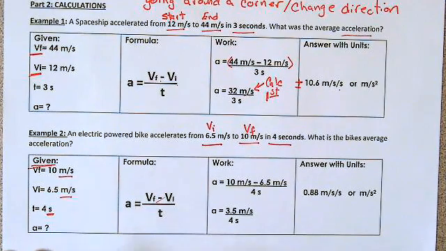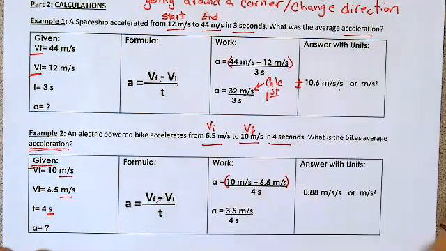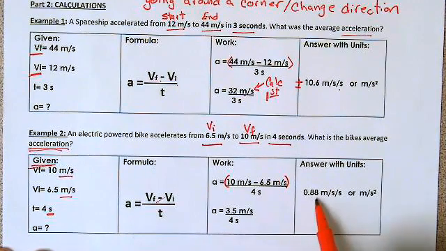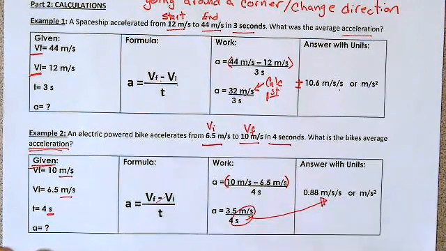Okay, so for this one, we're looking for acceleration A, so we're going to use the same formula, VF minus VI over T. So when we plug this in and show our work, it's going to be 10 minus 6.5 divided by 4. So remember, we have to do the subtraction first. So 10 minus 6.5 gives you 3.5 divided by 4. So when we divide that, we get 0.88 meters per second, because I'm looking here to get my units. Or I can simplify it by just saying meters per second squared.